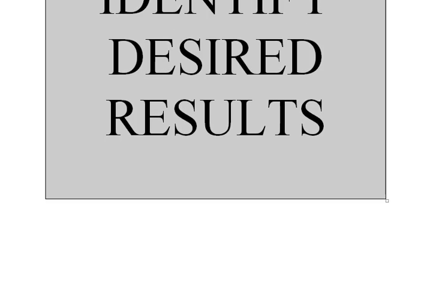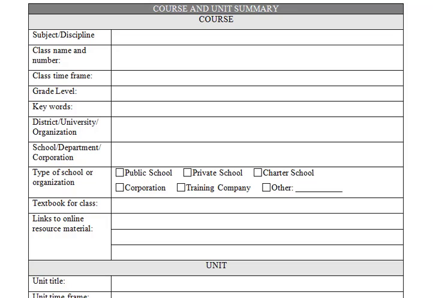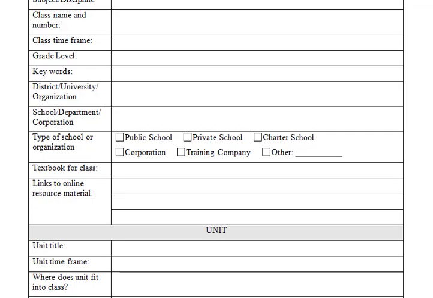Starting with stage 1, we have the course and unit summary. This stage is pretty simple and straightforward. The course and unit summary are basically there to give you or the reader of your template basic context information. So the subject, the discipline, you'll include course numbers, time frame, grade levels, the keywords, and what type of school or organization you're working with. You're going to include textbook information and links to important material. So that's all for the course.